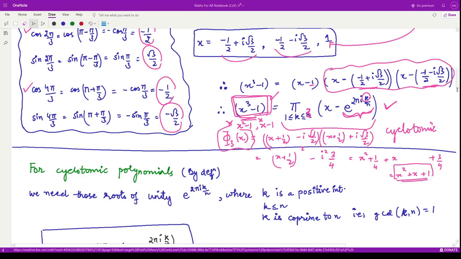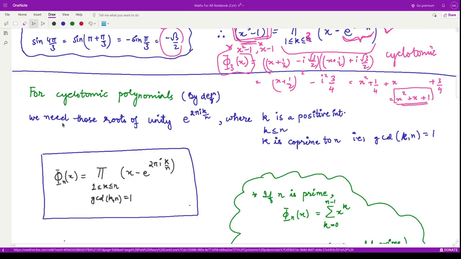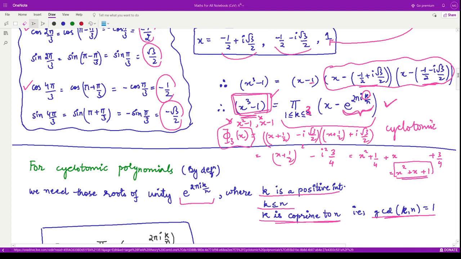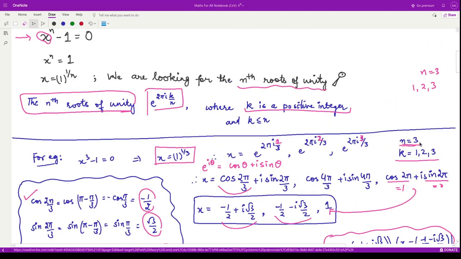So generalizing the cyclotomic polynomials, by definition we need those roots of unity, those e to the power 2 pi iota k by n, where k is a positive integer, k is less than n as in the previous case, and k is co-prime to n. So here that means the GCD of k and n should be 1. So those factors are included in this cyclotomic polynomial. For example, here we had n is equal to 3 and k is equal to 1, 2 and 3. So the only k which are co-prime to n are 1 and 2, right?